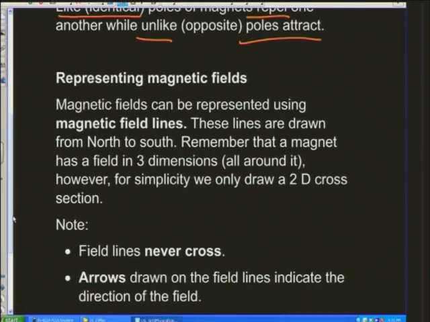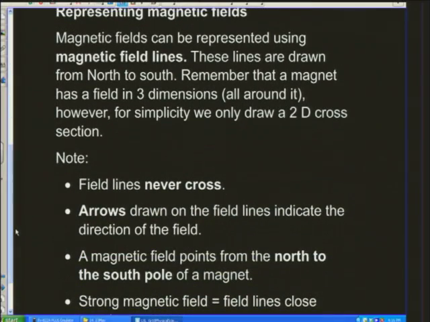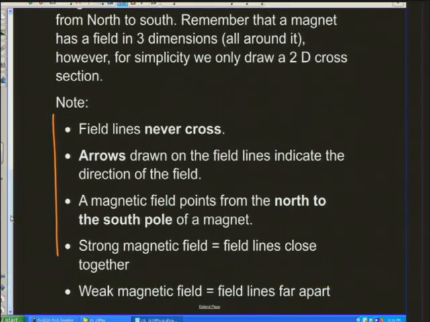Very important rules in the notes are about representing the magnetic field, and I haven't got time to go over them, but I suggest you read them, and we'll practice these when we do one of the questions.